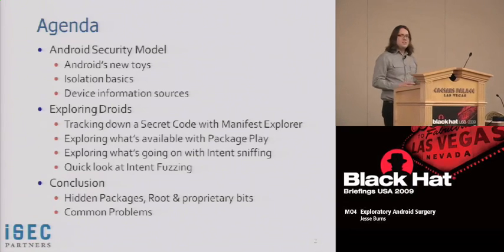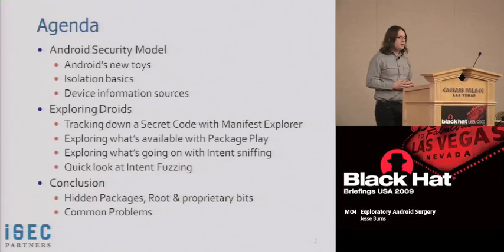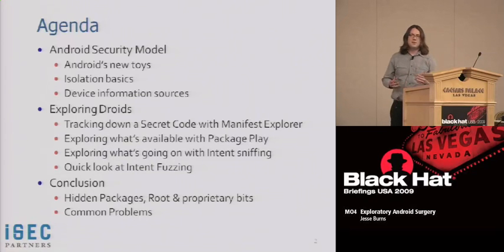I'll talk a bit about what's new there, and then I'll go into exploring droids and take a look at an example one, introduce 4 tools that I'm releasing that help us figure out what's going on in a distribution. And then conclude by talking a little bit about hidden packages, root access, proprietary pieces of the platform, and some of those common problems I've run into that you need to look out for.